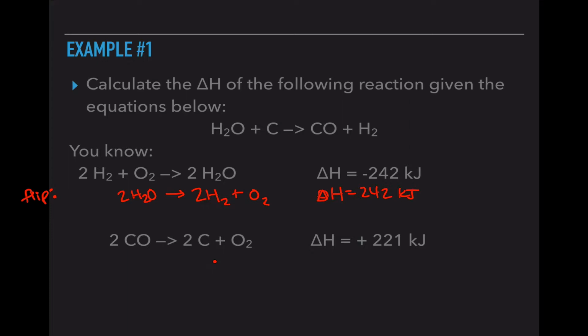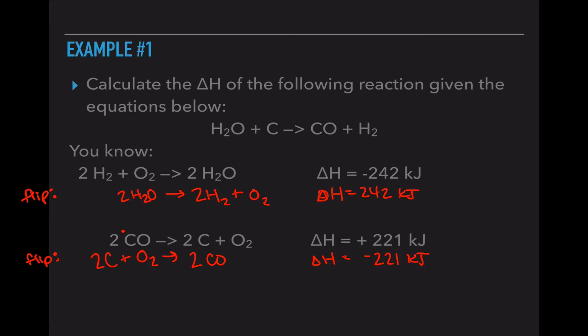Now I'm going to do the same thing. I'm going to look at the second equation and compare it to my final goal. So my final goal has H2O and C before the arrow, and CO and H2 after the arrow. Here, that's again reversed. I have CO, but it's before the arrow. So I'm going to go ahead and flip this second one. So I'm going to have 2C plus O2, 2CO. And since I flipped that, I now have to reverse the sign of my delta H value.